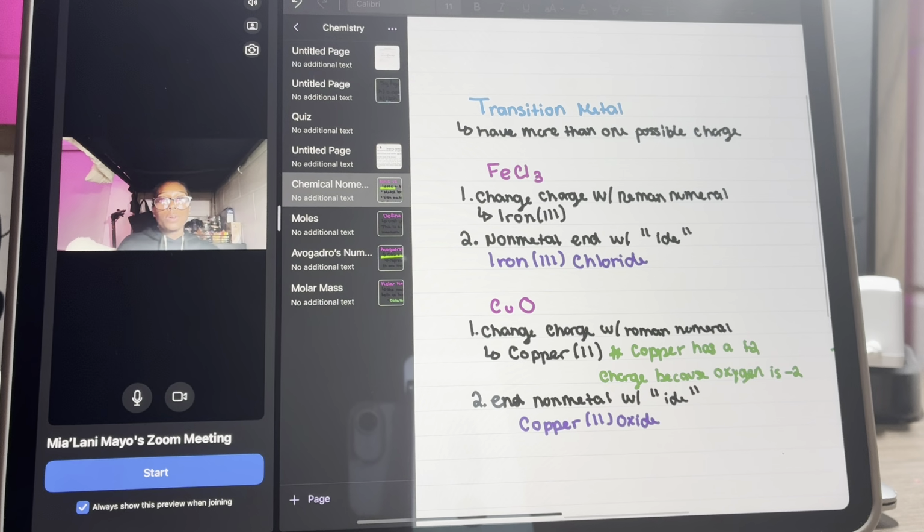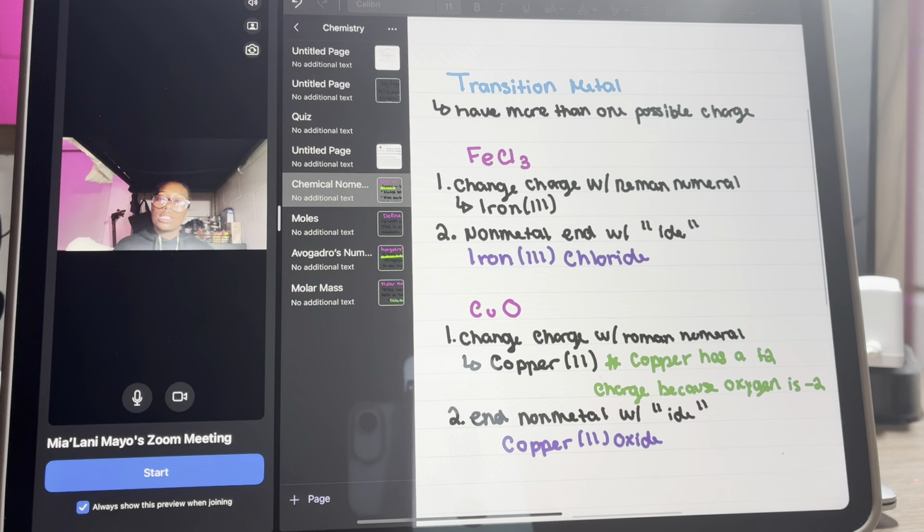My next example is transition metals. Transition metals have more than one possible charge. For my first example, I have FeCl3. First, you change the charge into a Roman numeral. So for this one, you get the Fe, which is iron, and then you get 3 from the chloride charge. The non-metal would still change into "ide" at the end. So this will give you iron(III) chloride.